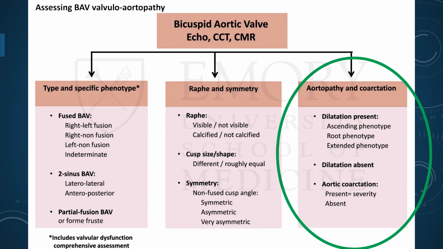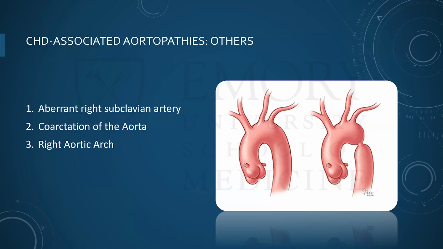On the left, we're specifying the type and phenotype of the valve based on what we just talked about. We can characterize the raphe and their symmetry and the presence or absence of calcification. And then lastly, you also want to characterize the aortopathy, whether it's present or absent, whether there's the presence of coarctation or not, and whether it's severe. These are all things you want to include in your note when characterizing someone with a bicuspid valve.